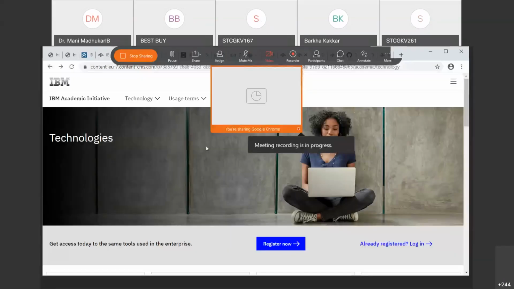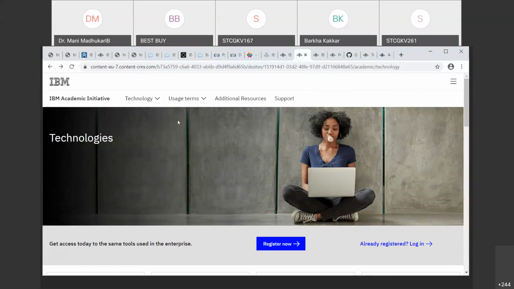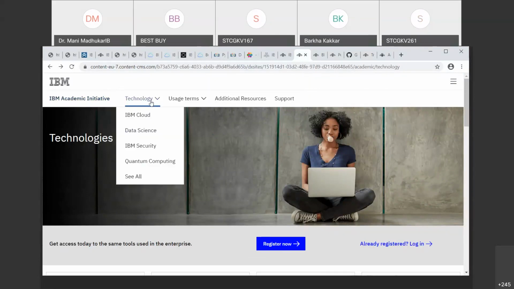So this is the IBM Academic Initiative portal, folks, and this is very important and very relevant for people in academia, for faculty and students alike. So let's try and understand what is being offered here. The IBM Academic Initiative platform is primarily aimed at people from academia, students and faculty members, where we offer them a lot of technology to learn.